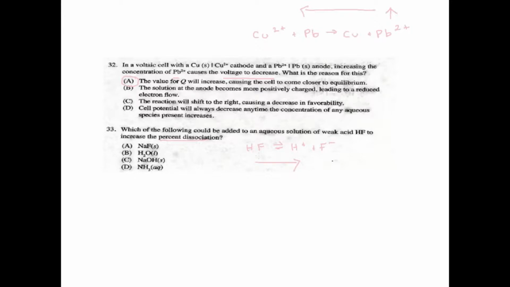What they're looking for is for you to recognize the fact that by adding water, which is not in this overall reaction, you're going to shift to the side with more moles of ions. So it's going to cause a shift to the right. And so that's why they put B.